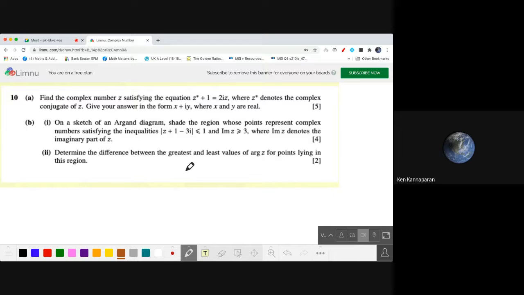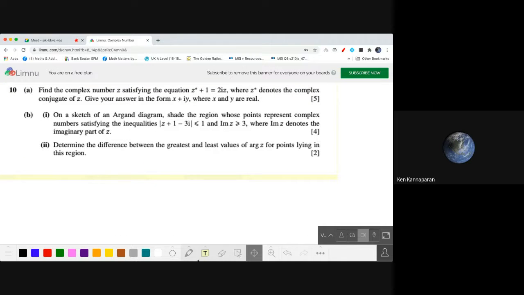the conjugate of z plus 1 equals to 2iz, where the conjugate z asterisk denotes the complex conjugate of z. Okay, give your answer in the form of x plus iy, where x and y are real. Okay, x and y are real. Okay, 5 marks for that. Okay, so let's do this.